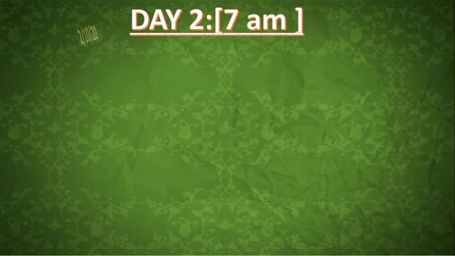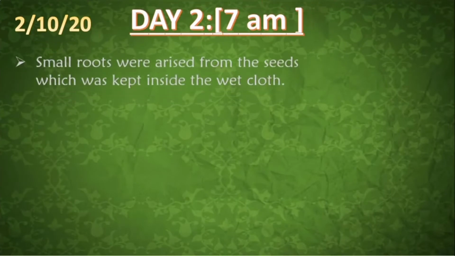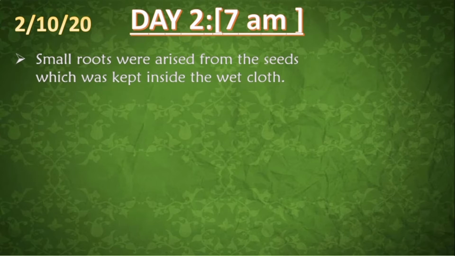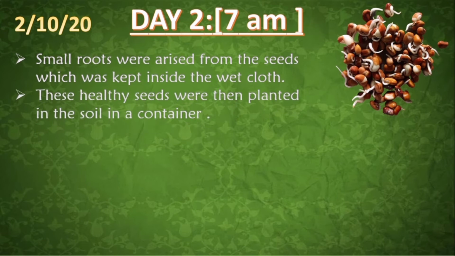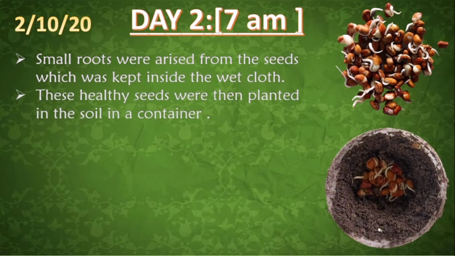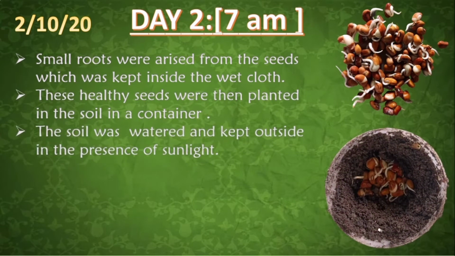Day 2. Small roots arose from the seeds which were kept inside the wet cloth. These healthy seeds were then planted in the soil in a container. The soil was watered and kept outside in the presence of sunlight.